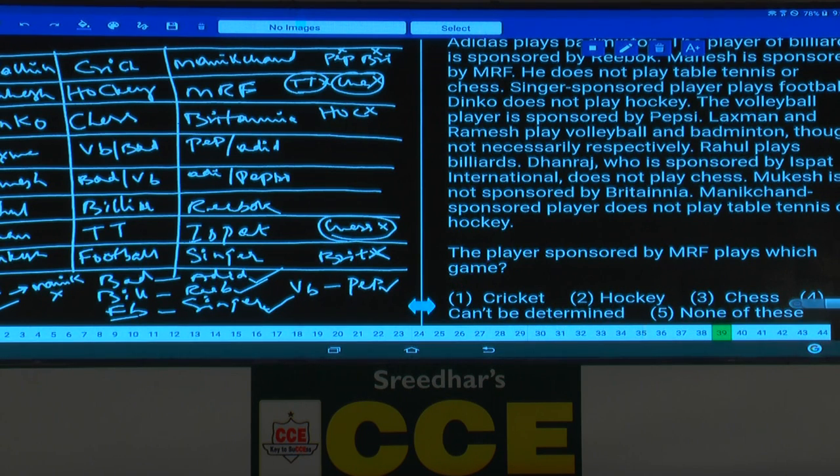Then question number 39, the player sponsored by MRF plays which game? He plays hockey. Hockey, that is choice 2.